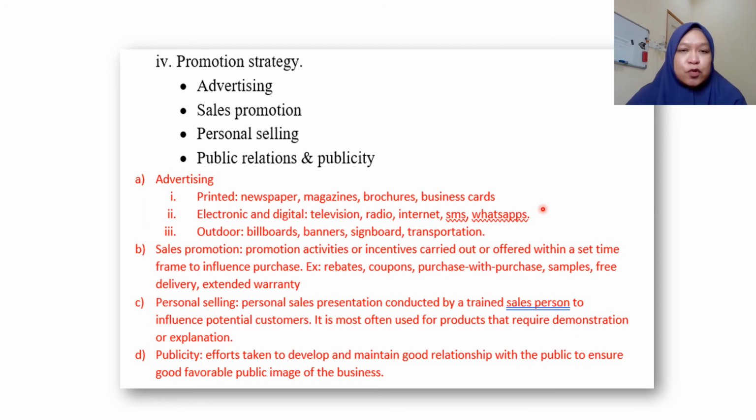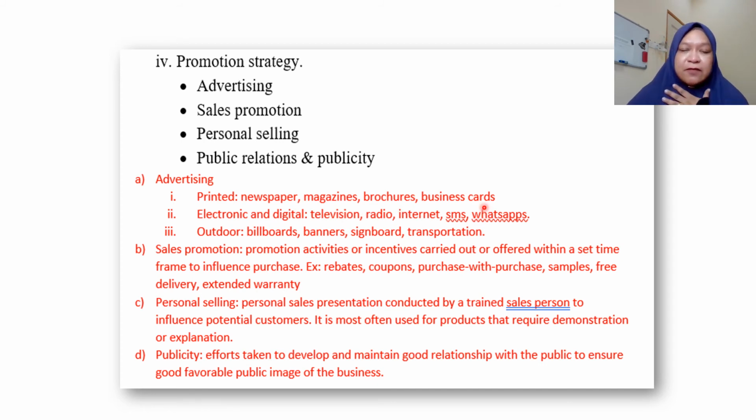Next is the promotion. We have four promotion strategies: advertising, sales promotion, personal selling, and also public relations and publicity. You can use all, or only one or two, depending on which you think is suitable with your business. The most basic one we use is advertising. In advertising you have to state, for example, printed media such as newspaper, magazine, brochures, or business card.